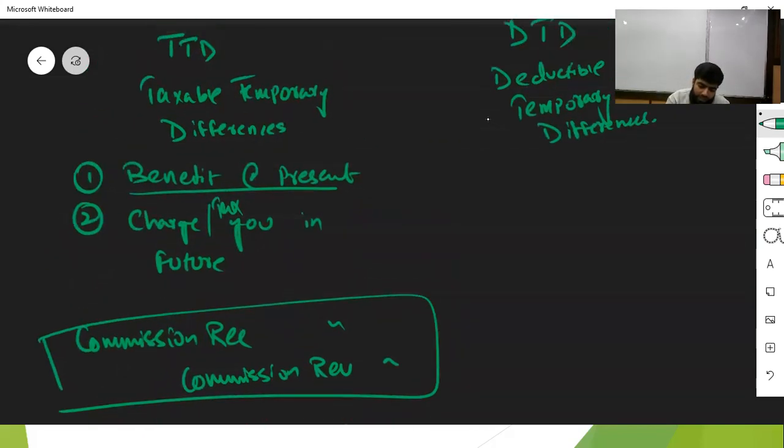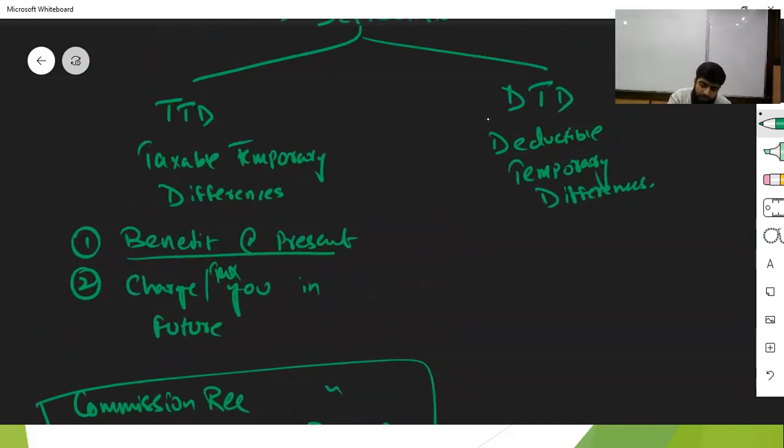So in short, what is a taxable temporary difference? That is the difference which will tax you in future. It is a kind of difference that will save you today. But remember, it will tax you in future. You should be aware of it, that you are not saved. You will get the benefit today, but remember, you will have to pay the tax on that amount in future. So it means this will tax you in future.